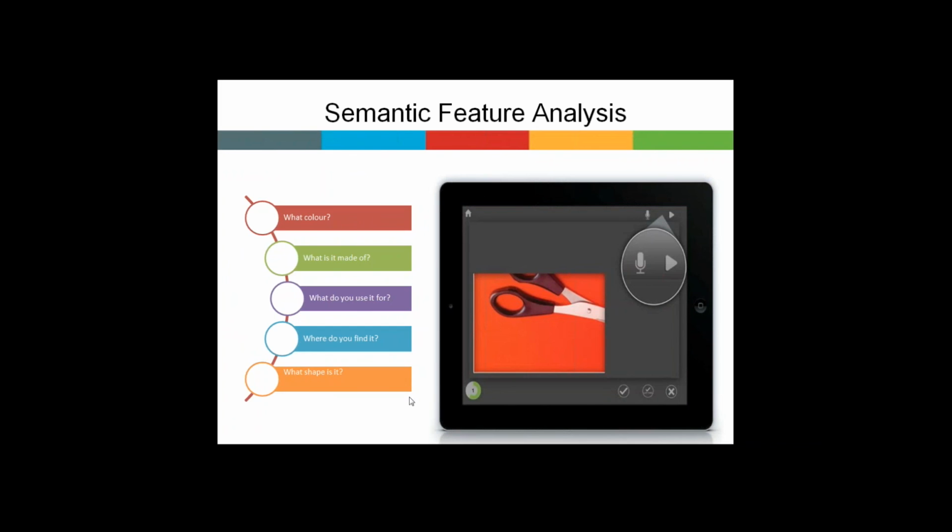One of the nice tasks I like to do involves semantic feature analysis. So you might prepare a handout or even write it on a piece of paper in a session and have the client work on describing the semantic features of each object. So what color is it? What is it made of? What do you use it for? Where do you find it? What shape is it, etc. And you can record those while you're using the app. So that's nice with what can you see.